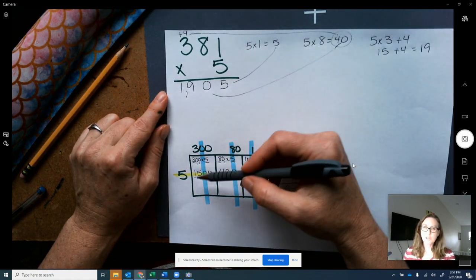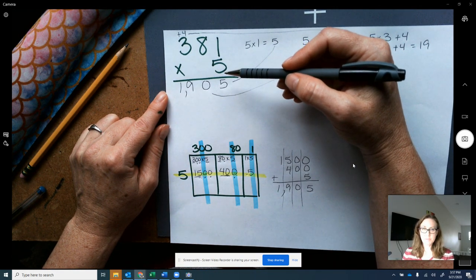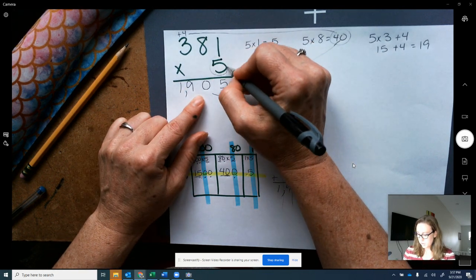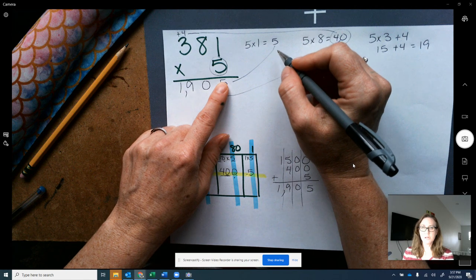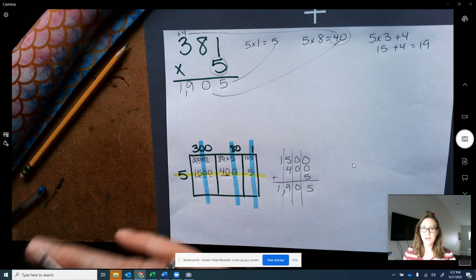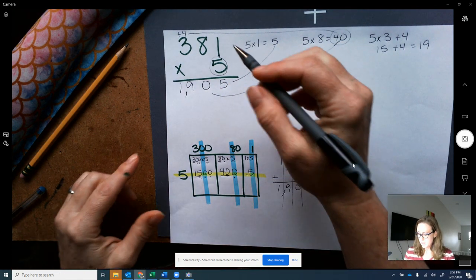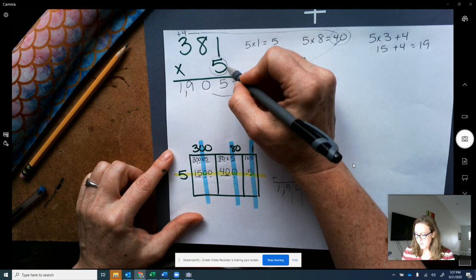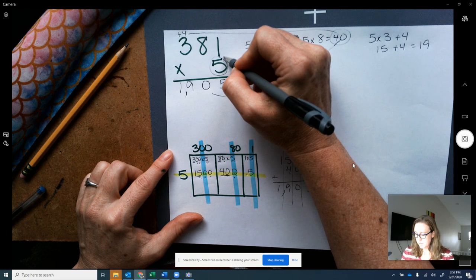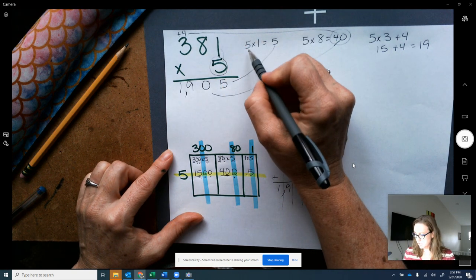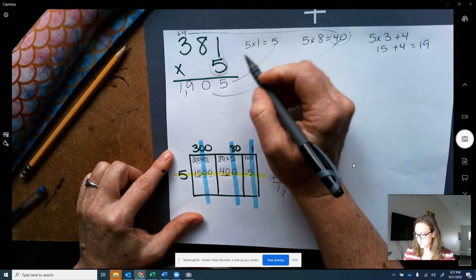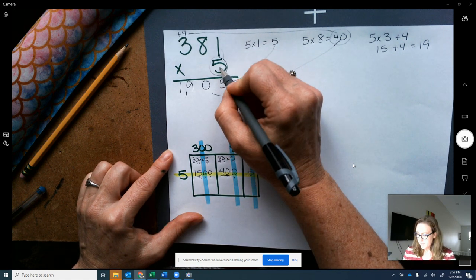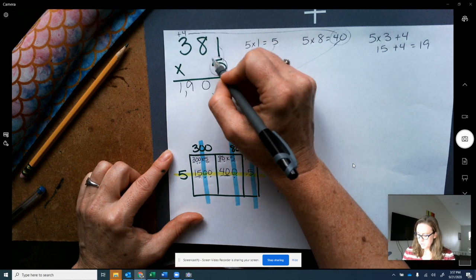Hopefully this part isn't new. This part is probably new to some of you. So how this works is you start with the lowest digit, the lowest value number on the bottom. Since 5 is in the ones place, that's our lowest digit. We start with 5 and we multiply it with the lowest digit on the top. So we start with 5 times 1, which equals 5, which is why that 5 got put down here. Then we're done with that one. We go to the next one.